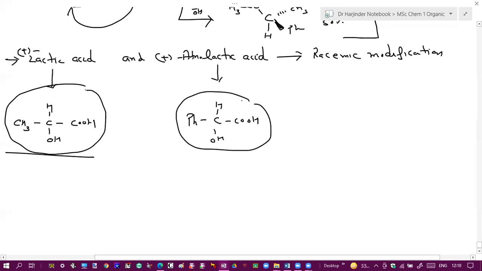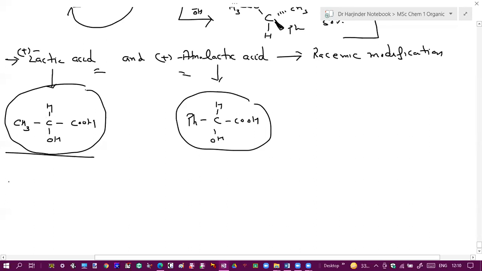By formation of carbanion. Simply you treat it with sodium hydroxide, you will get an anion here, and then an electrophile can attack on both sides because of its planar structure. So you have to do this by yourself.